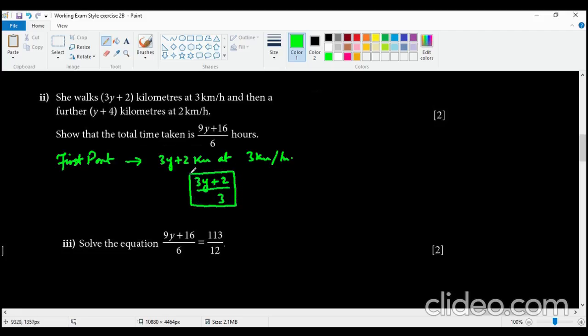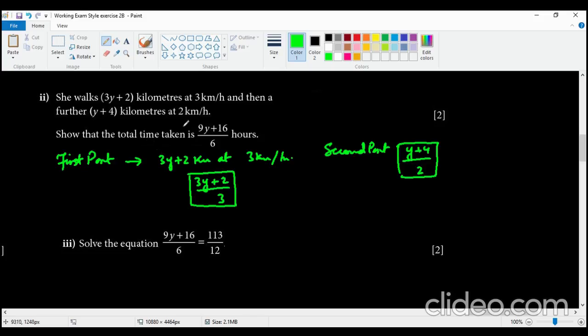This is the first part. When it comes to the second part, I can write it as y plus 4 over 2, because it's covered at 2 kilometers per hour. So these are the two things that we need for the total time.